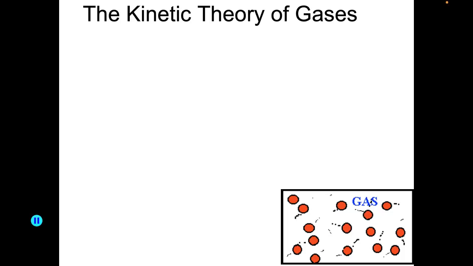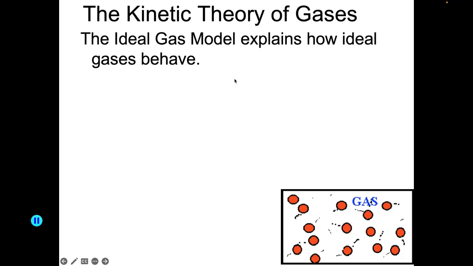Okay, today what we're going to do is talk about the kinetic theory of gases, and this will be filling in your note sheet that I gave you. The kinetic theory of gases says that the ideal gas model explains how ideal gases behave. We've learned about gases, starting in elementary school and middle school, and we're just adding on to that. Understanding the ideal gas laws is really what this unit is about.